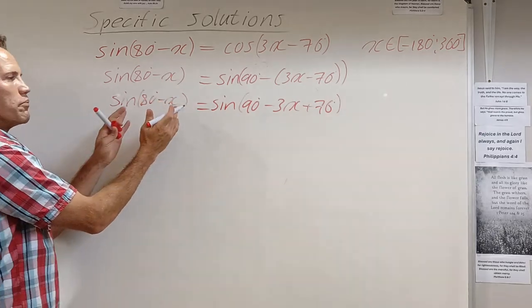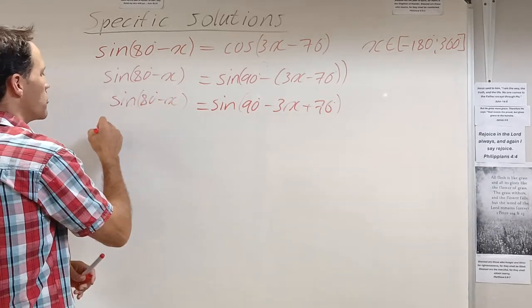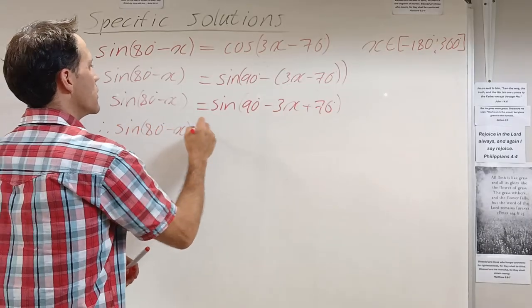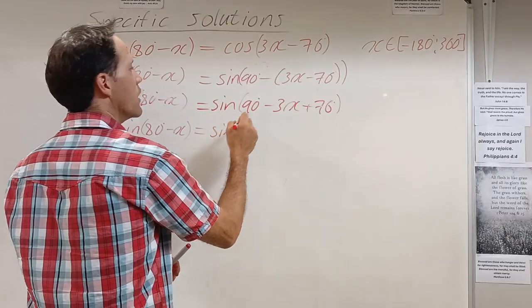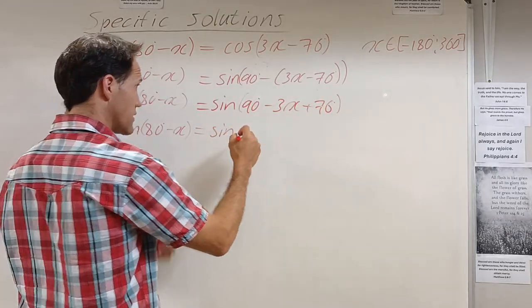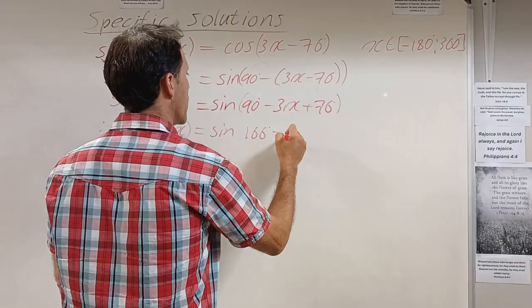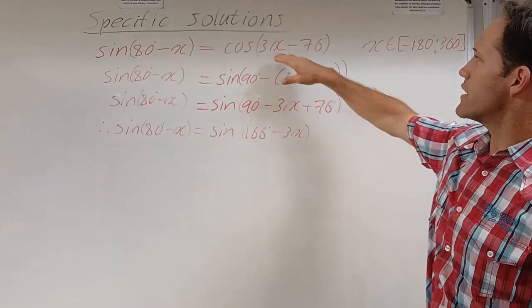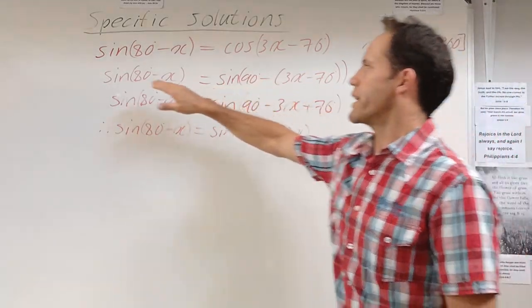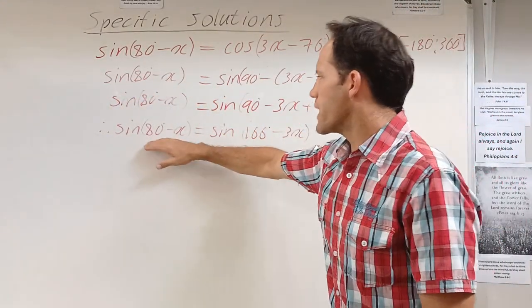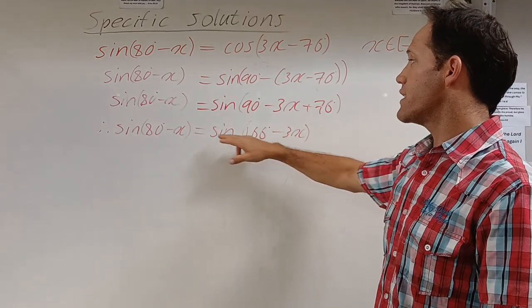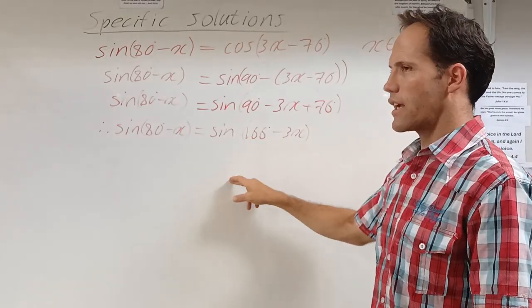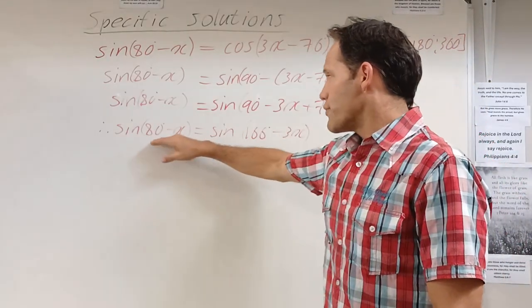And now we can do one more step. Therefore, sine 80 minus x is equal to sine, then 90 plus 76 is 166 minus 3x. So that first step was important, changing the cos to sine. We can have sine and sine. And now we've got the angle, positive and positive. So we know sine is positive in the first and second quadrant, so we can have two solutions.